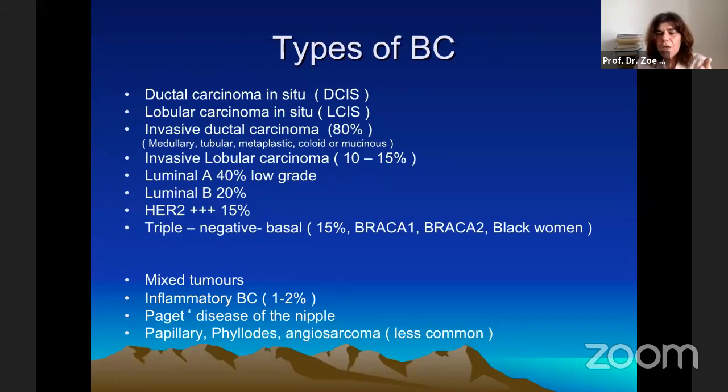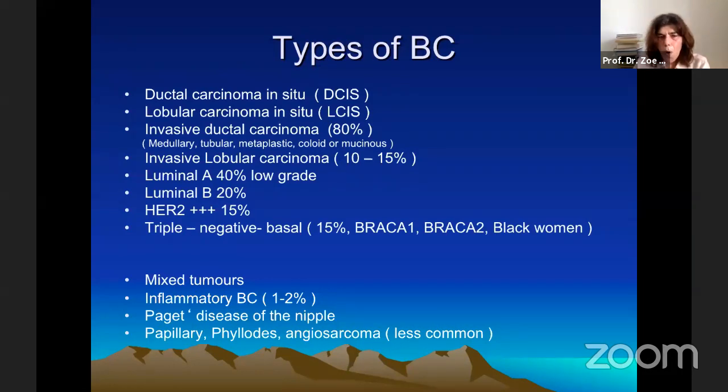In most hereditary, in most genetic positive breast cancer gene 1 and 2, we see a lot of women having triple negative breast cancer, and at younger ages. The evidence also shows that it is more common in Black women. We have the mixed tumors, inflammatory cancer, and Paget disease around the nipple areola.